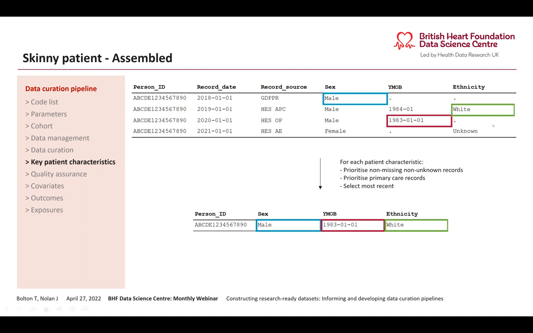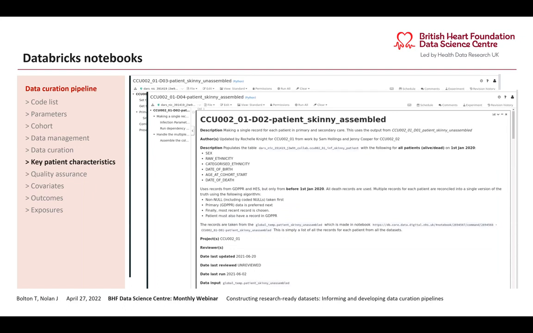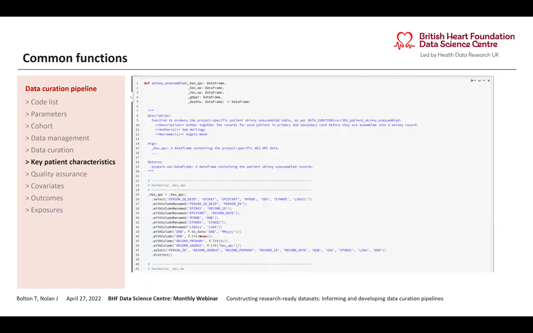So these 2 stages form 2 sizable notebooks in Databricks in the data curation pipelines, and are currently being reproduced for each project and sub-project. We've taken a different approach. We've wrapped these notebooks into functions that can be stored in a common directory, which can then be called in each project and sub-project.